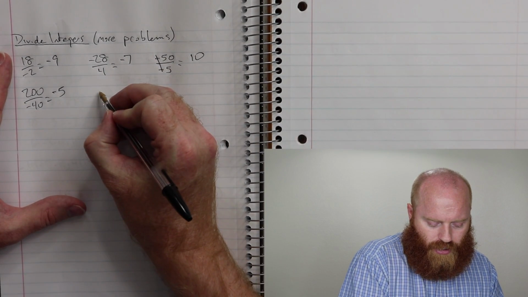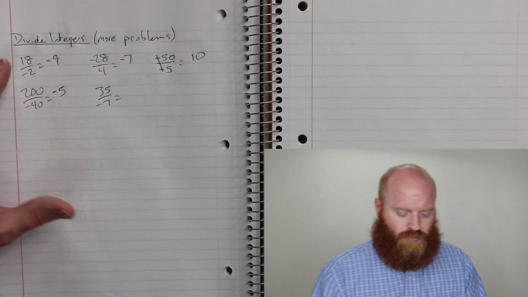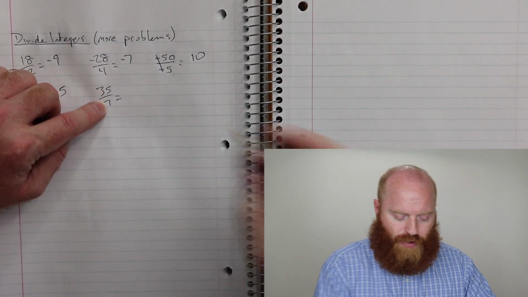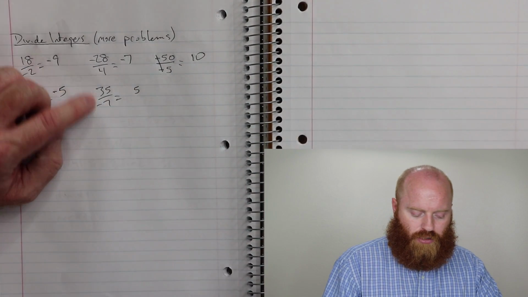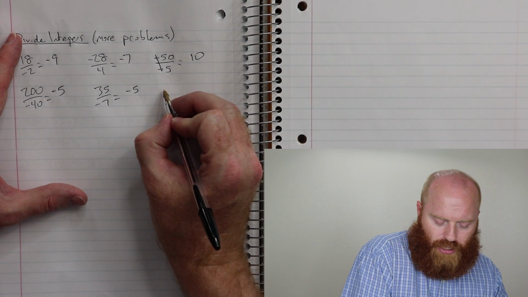Let's say 35 divided by negative 10. Let's just divide the numbers. 35 divided by 10 is 5. Positive divided by negative is negative. Negative 5. Let's keep rolling.